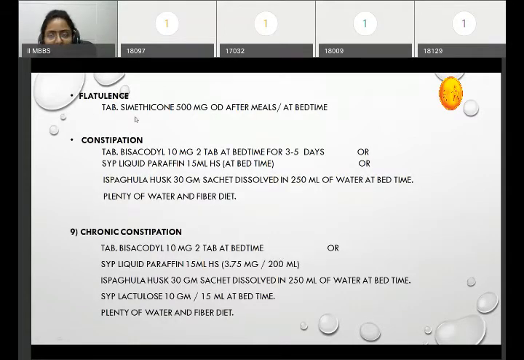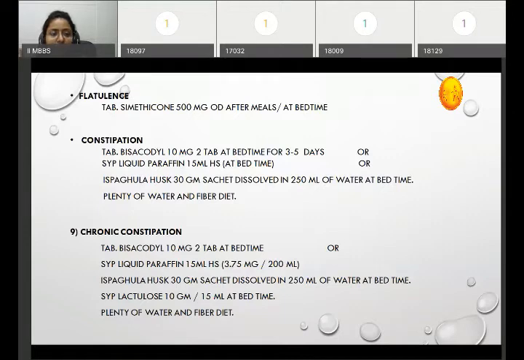Then the next condition is flatulence. What is flatulence? It is the sensation of gases in the GI tract. All the patients complain that they have the sensation of gases, that is the flatulence. In these cases, the drugs we give are called digestion drugs, because of the incomplete digestion, sometimes froth is formed in the GI tract, and that leads to the sensation of gases. So you have to give the digestion drugs here.